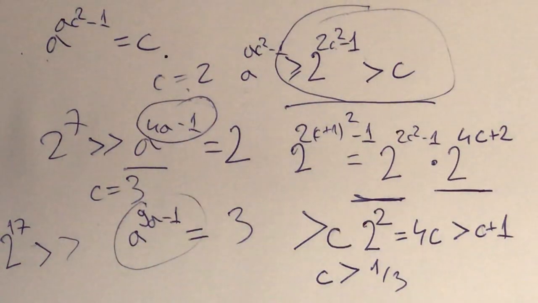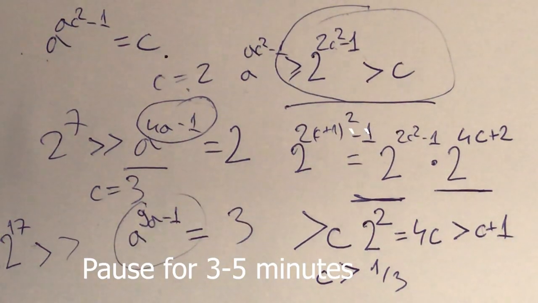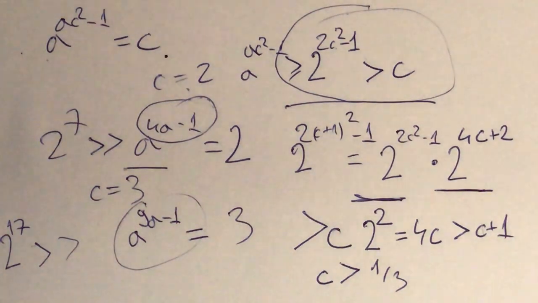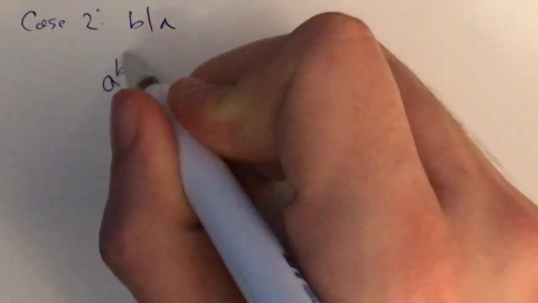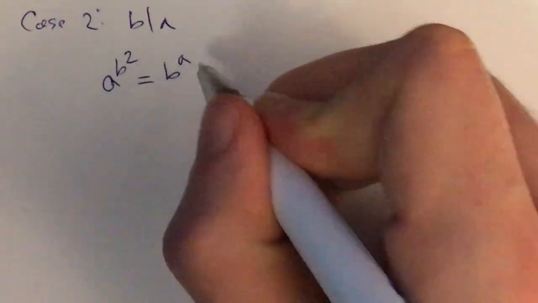So for the other case, I invite you to pause for 3 to 5 minutes and try to solve it, or at least play around with it for a bit and see how far you can push it. So now let's go to the next case. Case 2, b divides a. We have a to the power of b squared is equal to b to the power of a.